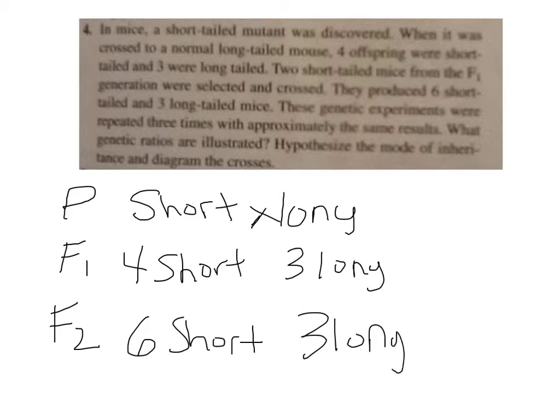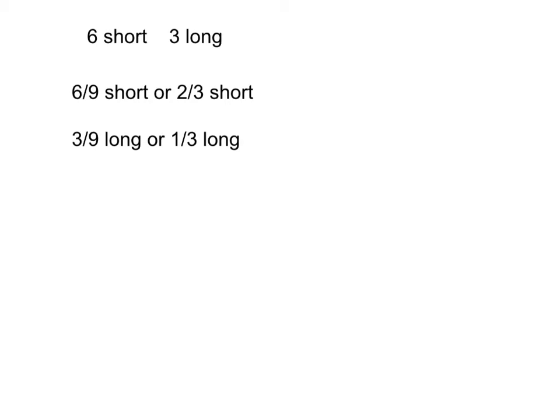Now those are odd ratios. If we take those ratios closely, so if you think about this number 6 short and 3 long, and you add them together for a total of 9 mice, then you realize that that's the same thing as 6 out of 9, or 2/3 short, and 3 out of 9, or 1/3 long. That ratio is just like the agouti ratio on page 73. So if you look at that page, it's going to help you solve a problem like this.